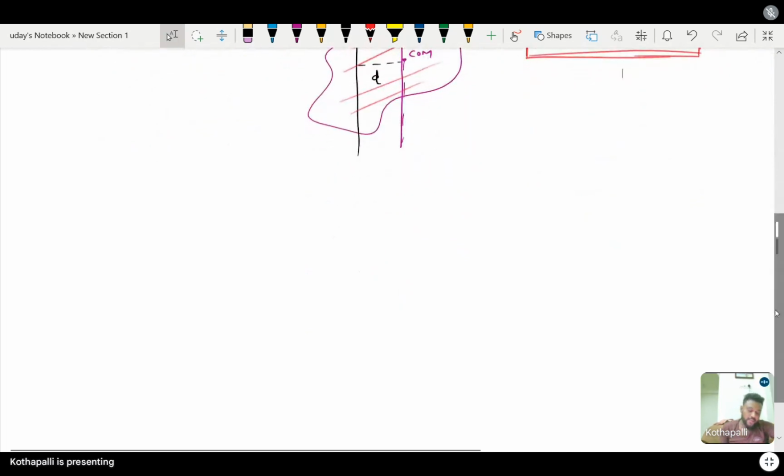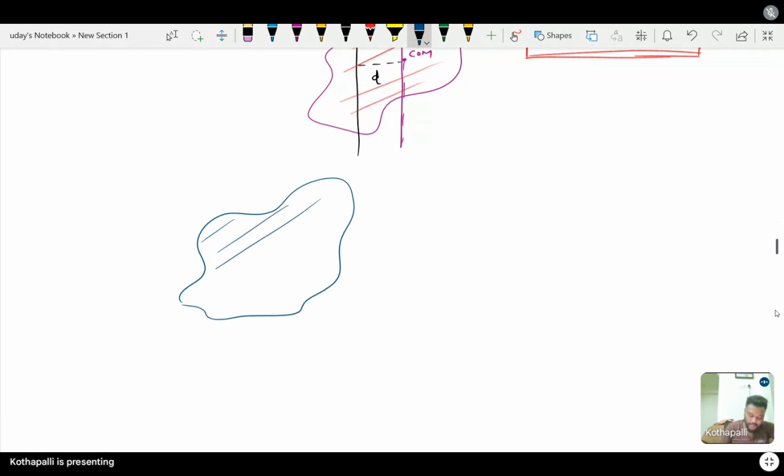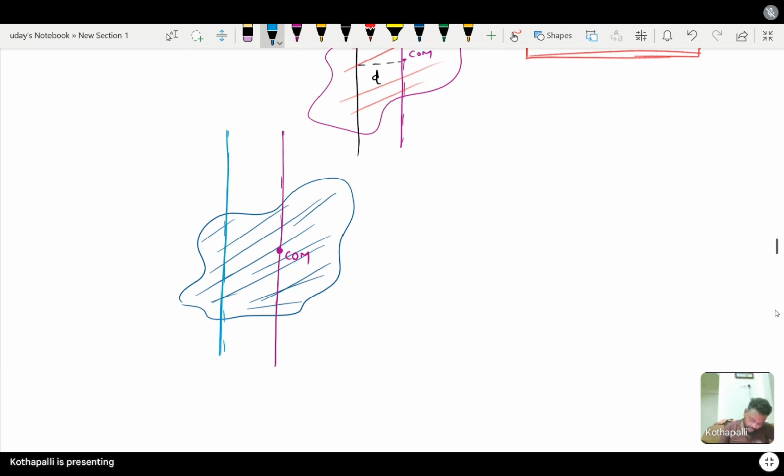Let me prove it. Simple case. So we consider the lamina like this of total mass m, where the center of mass axis is this, this is the center of mass point, and a parallel axis somewhere here, still it is not straight, at a distance d.